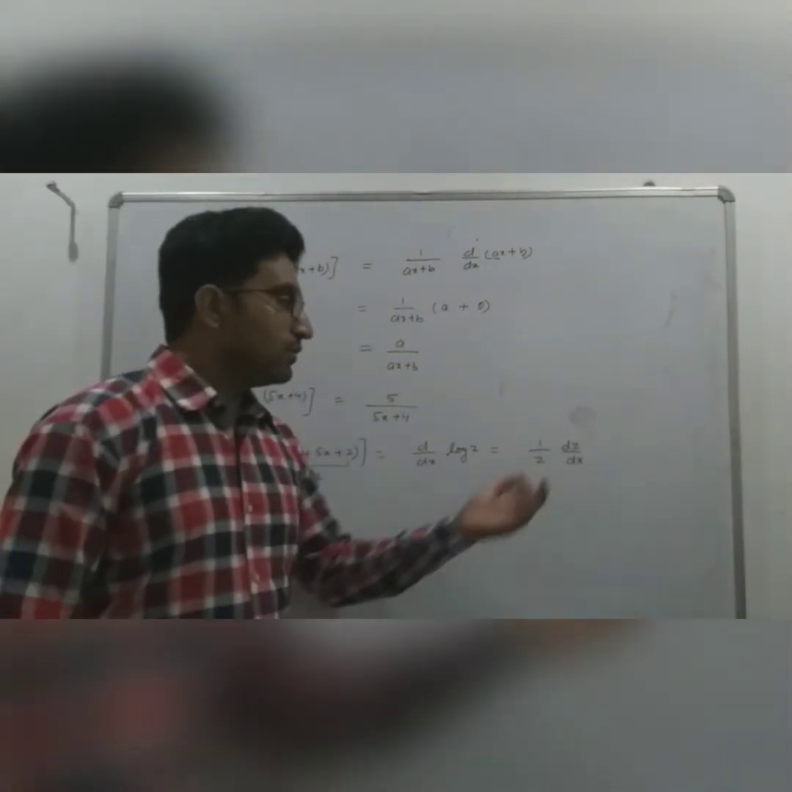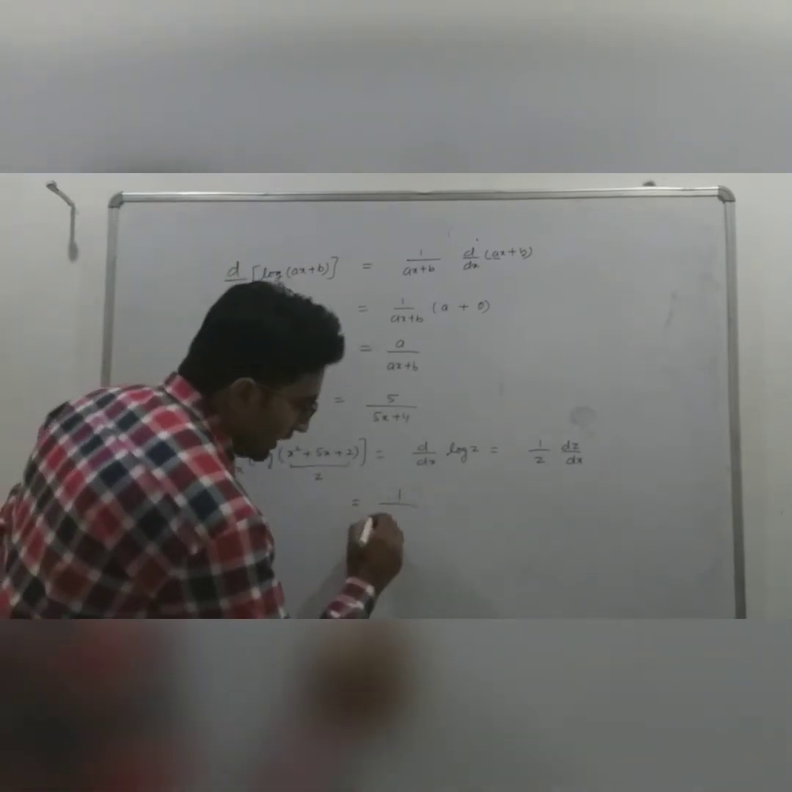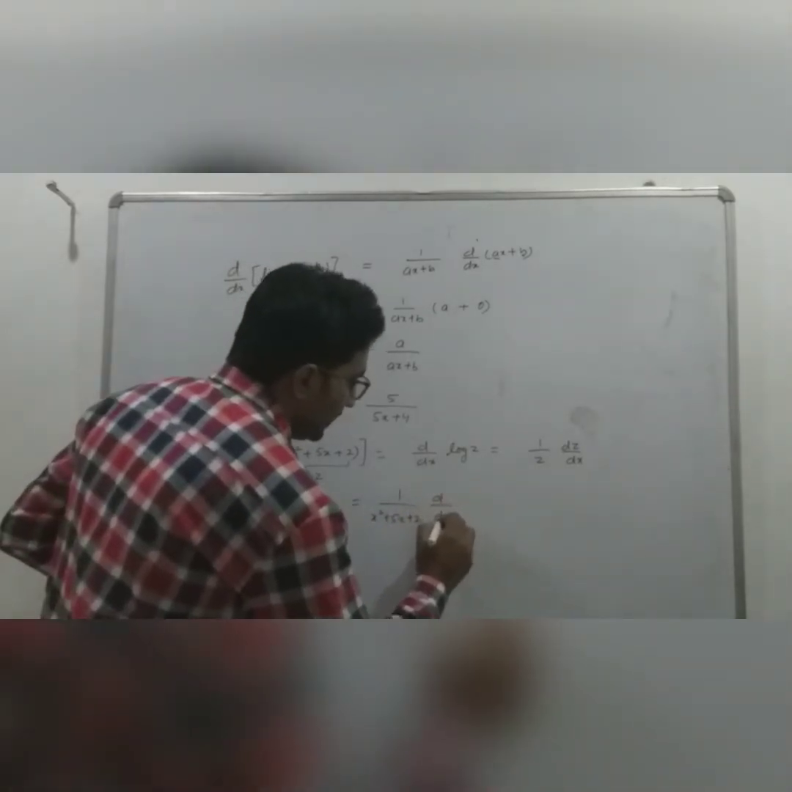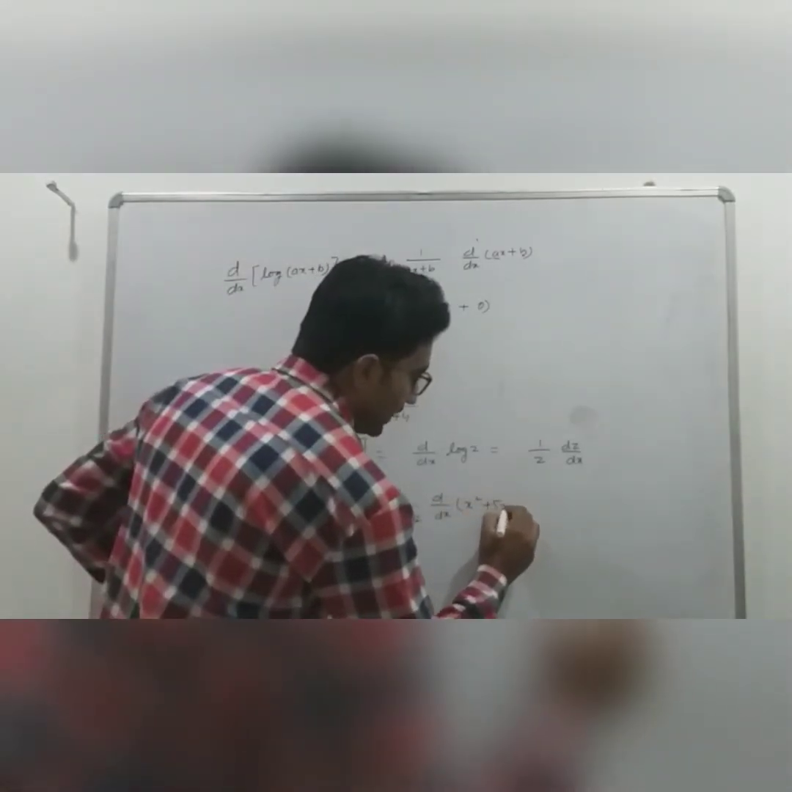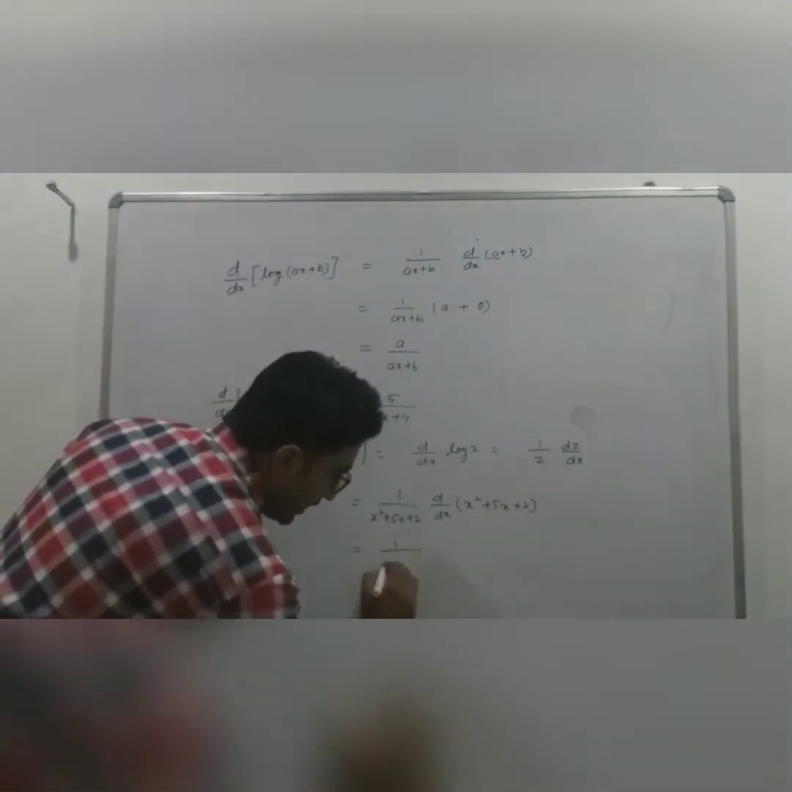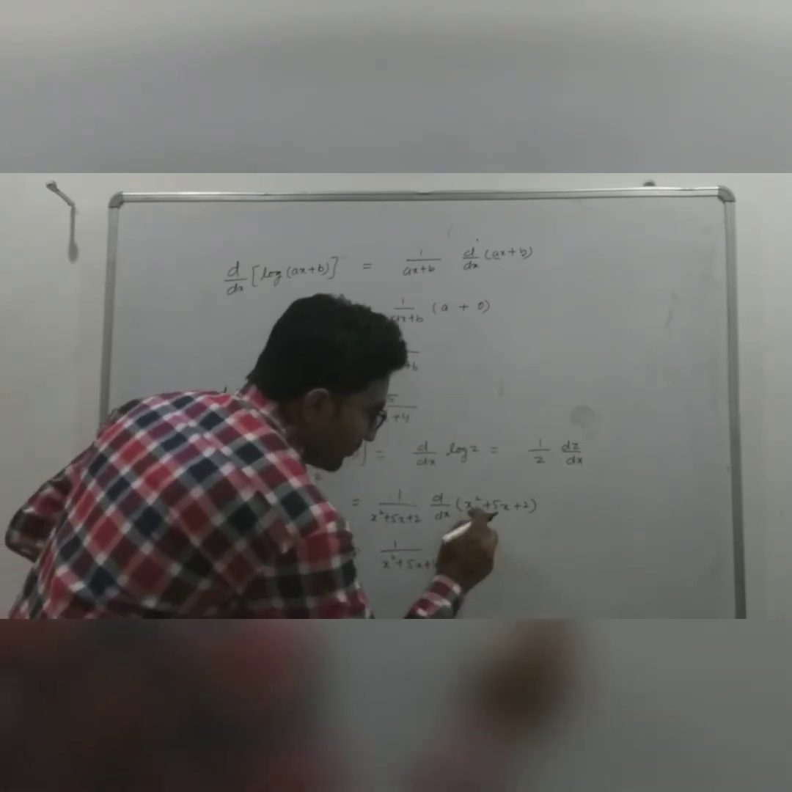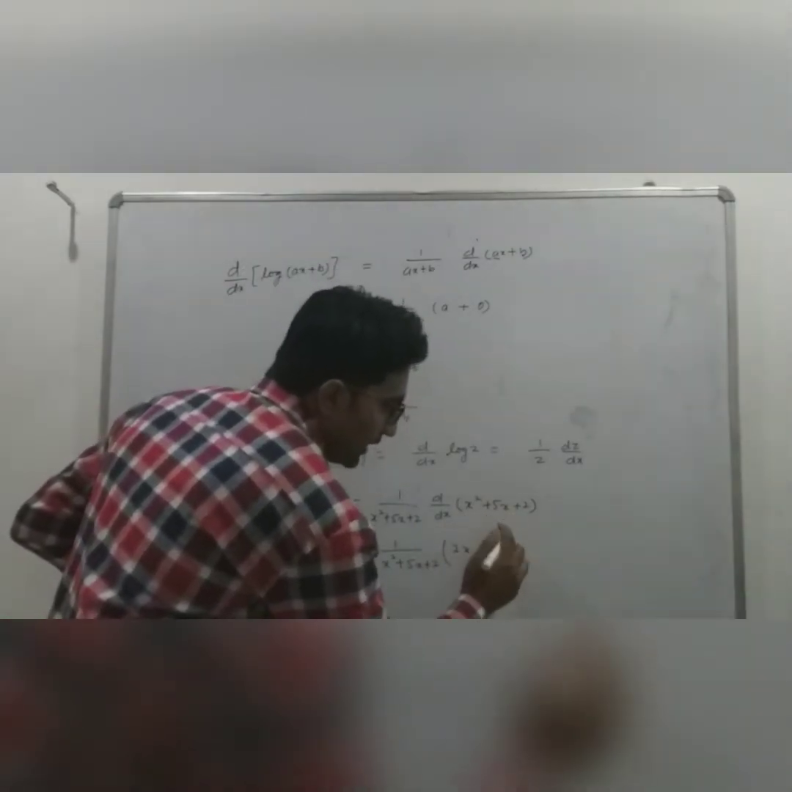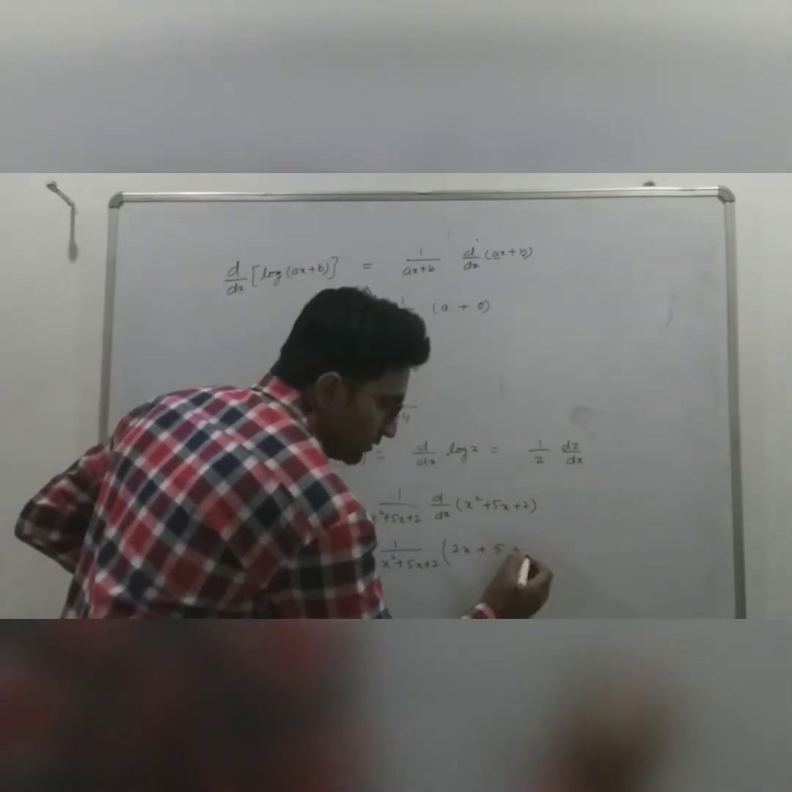Now we will put the value of z here. We have 1 by x square plus 5x plus 2, and d by dx of x square plus 5x plus 2. Differentiate the terms one by one. We have 1 by x square plus 5x plus 2 multiplied by the differentiation of x square, which is 2x, plus the differentiation of 5x, which is 5, because the differentiation of x is 1 and the differentiation of a constant quantity is always 0.